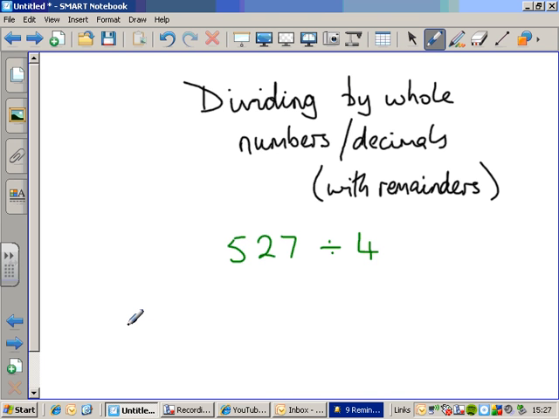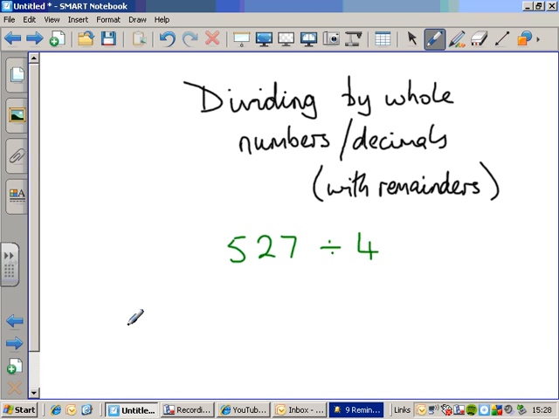So let's look at dividing by whole numbers or by decimals sometimes. But in every case, let's look at what happens when your division calculation doesn't work out exactly, when you have something left over, a remainder. We'll look at how maybe you've grown up writing your remainder, and we definitely will talk about a couple of ways in which you might write your remainder differently to make yourself a bit more grown up and present a more accurate final answer.